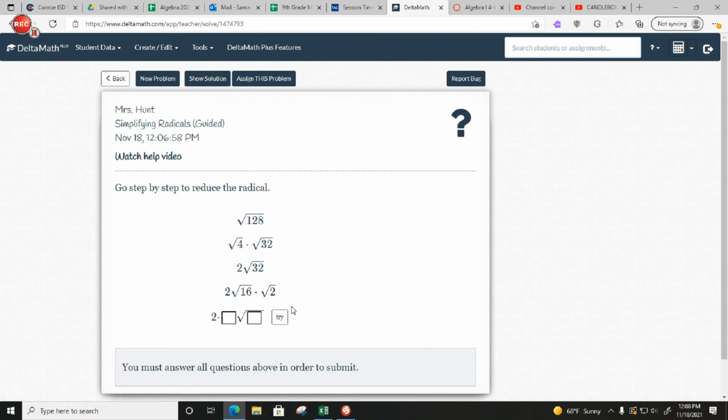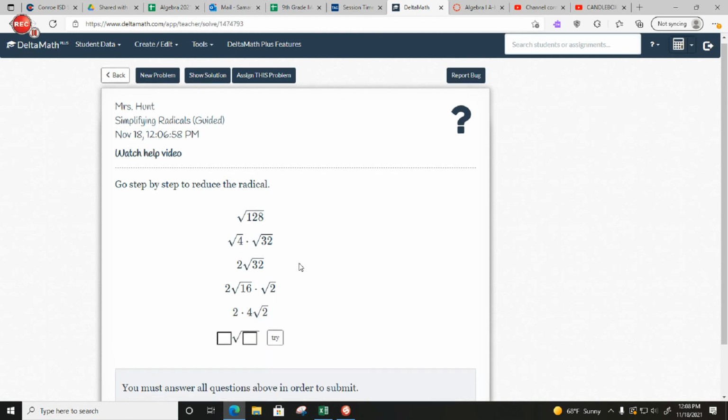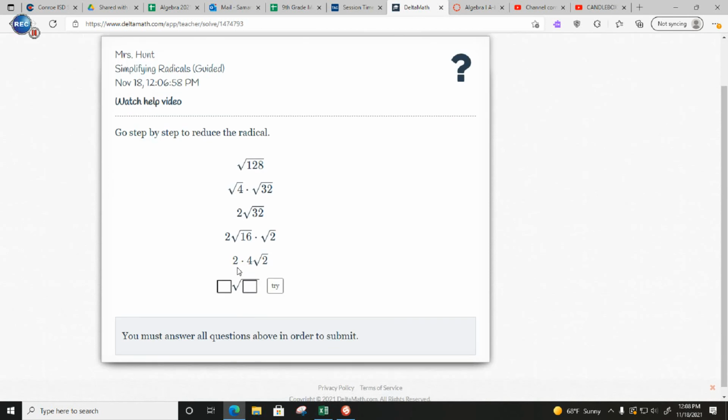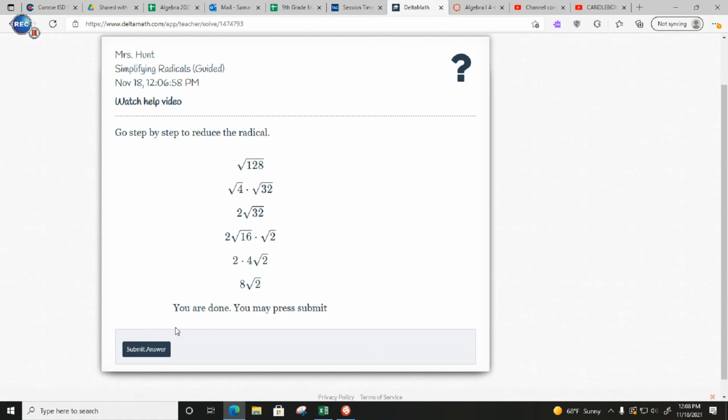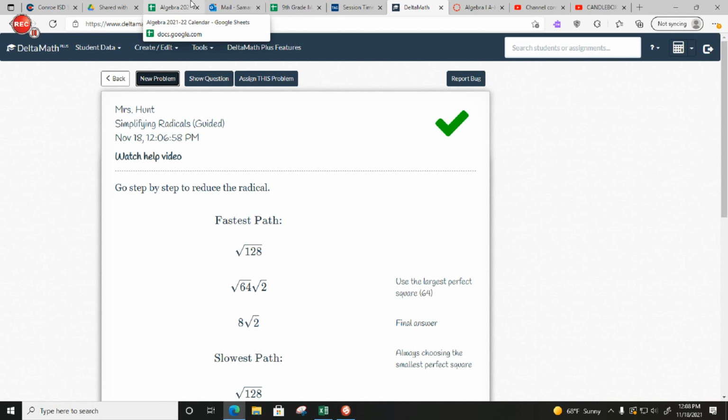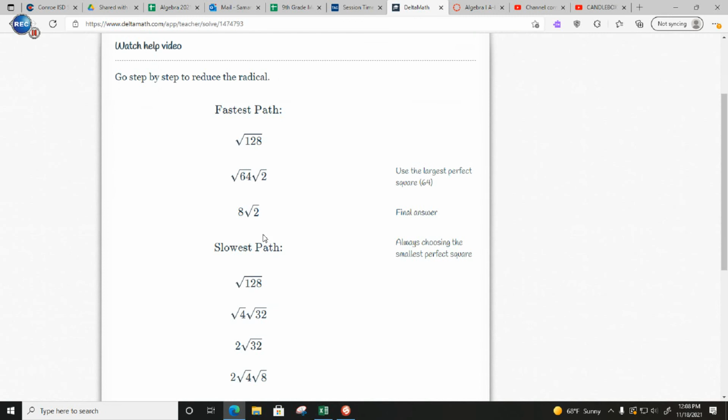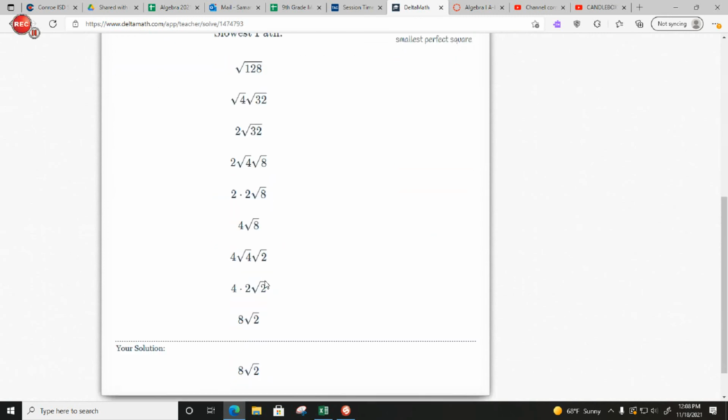Well, what is the square root of 16? 4. So 4 goes there. Does the 2 get to go outside? No. 2 stays there. See how it's helping me go from step to step? And then the 2 and the 4 are both outside. What's 2 times 4? 8. Square root 2. Now I'm done. Good? So even if you don't take out the largest perfect square first, and see how it says a fastest path and a slowest path? So there's multiple ways to do these. Okay? Are we all good?